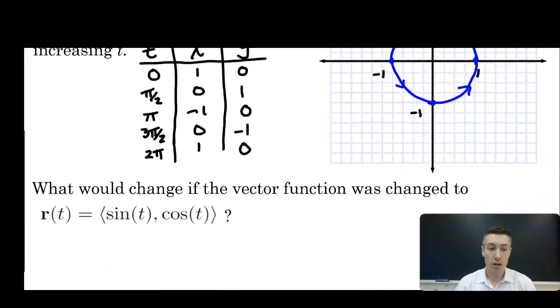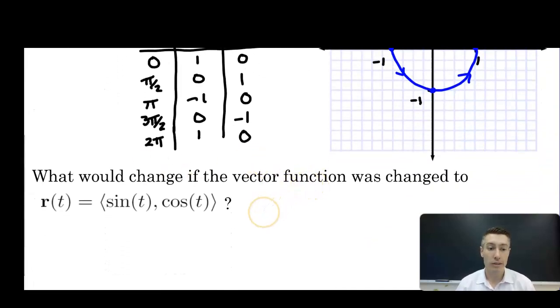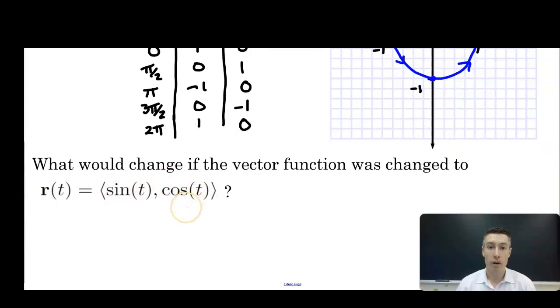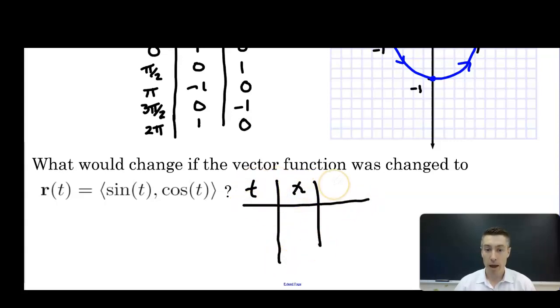So then the follow-up question is, what would change if the vector function was changed to r of t equals sine t, cos t? So we're still using sine t and cos t to define the component functions, but we switched which component function was sine and cosine. So let's just make a table of values, and we don't need a full table of values so that we can compare. So let's just go 0, pi over 2, pi. And if that's not sufficient, we can always expand our table. So at 0, we'd have 0, 1. And then at pi over 2, we'd have 1, 0. And then at pi, we'd have 0, negative 1.